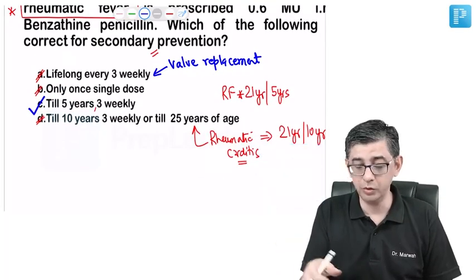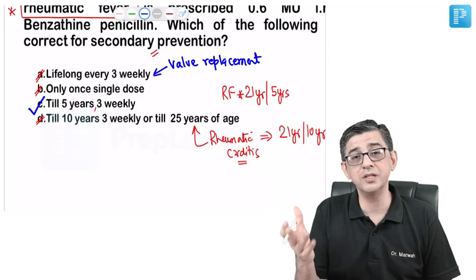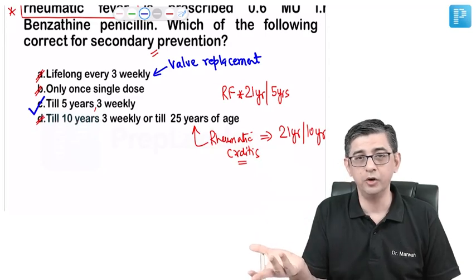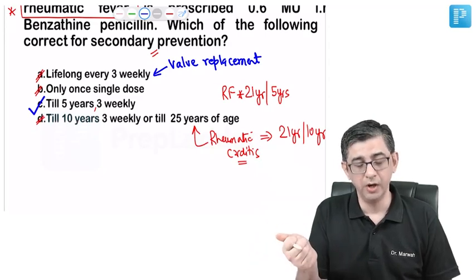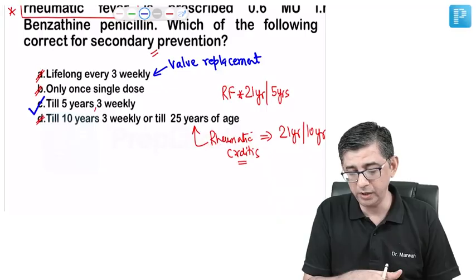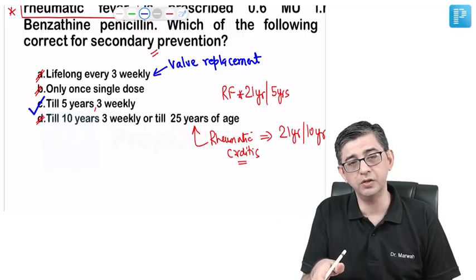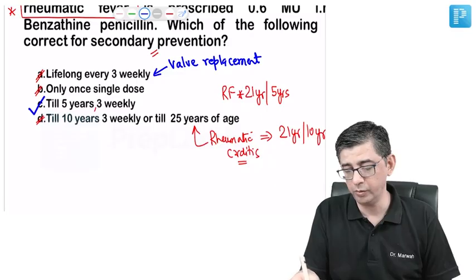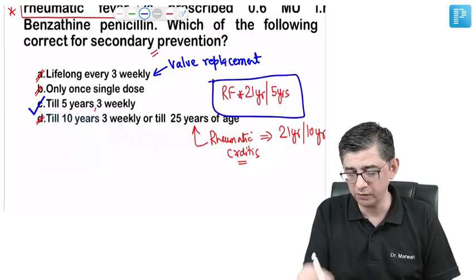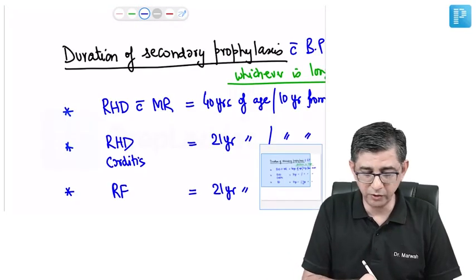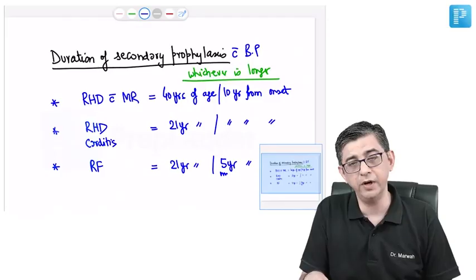Well, that's not going to be suitable because we want to prevent recurrence of sore throats and the residual damage that occurs in the joints. Then we had options like 10 years or till 25 years of age, or 5 years 3 weekly. The correct answer is what I've just told you here. For rheumatic fever, it is 21/5. The learning point is that for Harrison, either answer will be 40 or 21.